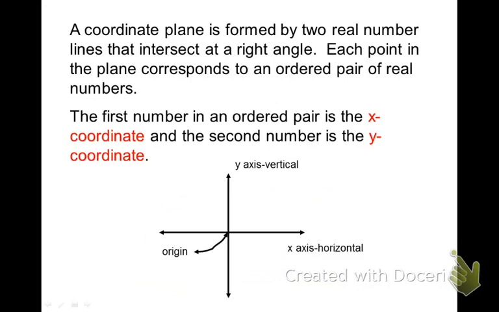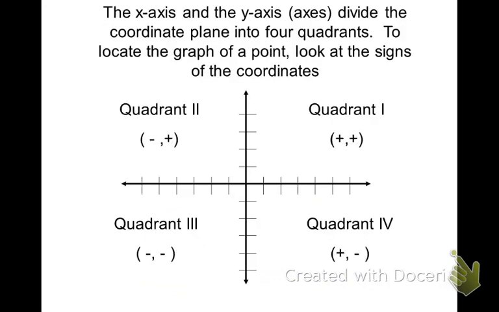So our XY coordinate plane is right here. The y-axis goes vertical, the x-axis goes horizontal. The origin is the meeting point between those two axes. An ordered pair, of course, has the x value listed first and the y value listed second. Our quadrants are numbered in counterclockwise order.